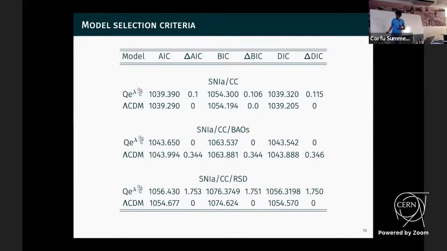Now, model selection criteria, and this is the, let's say, interesting or not obvious result. For the first dataset, lambda CDM seems to perform better than f(Q). However, the two models are statistically compatible because delta IC is in all cases less than 2, on the Jeffreys scale and so on. Also in the third data compilation, where we use redshift space distortions. However, for the BAO dataset, lambda CDM is worse than f(Q).